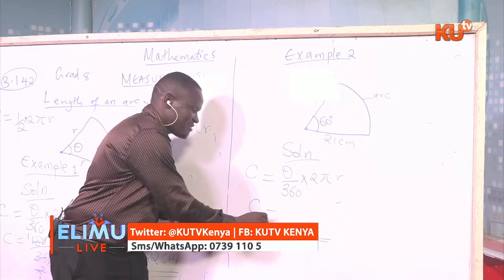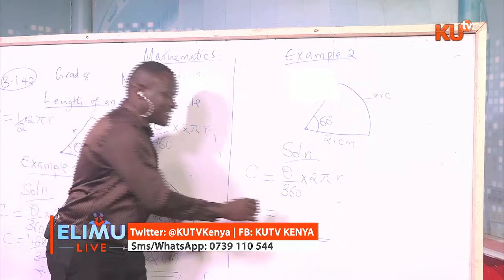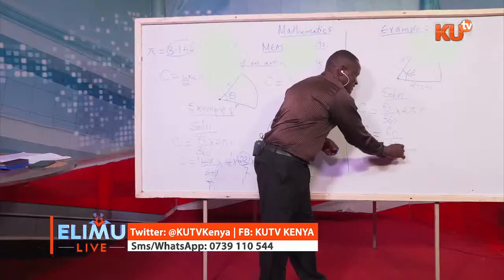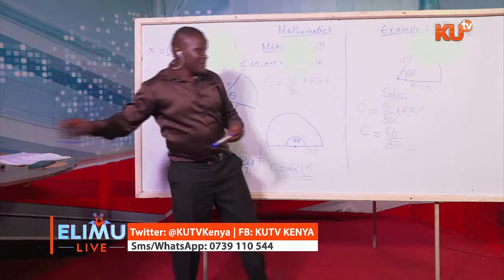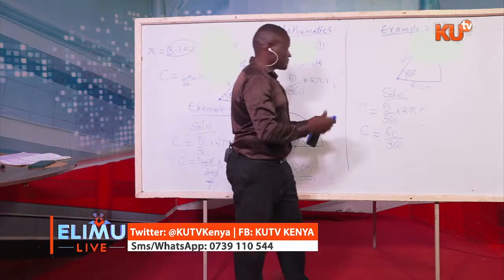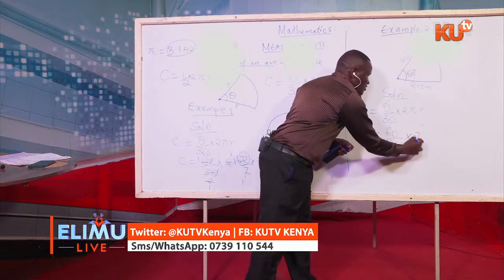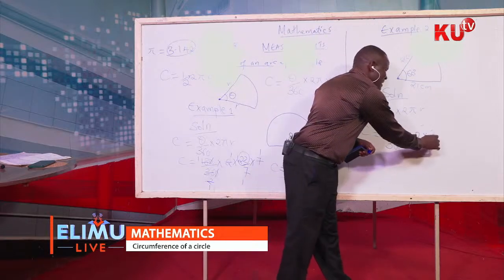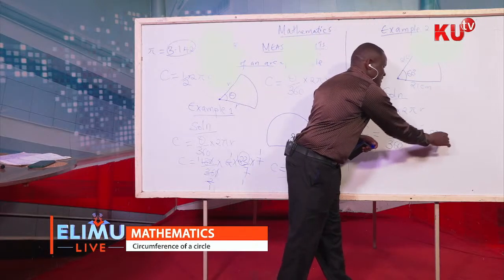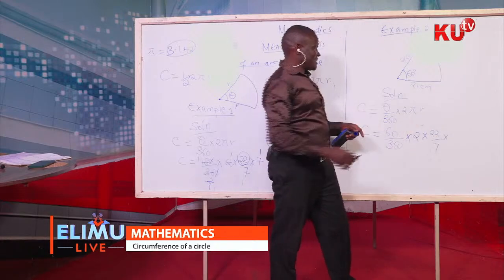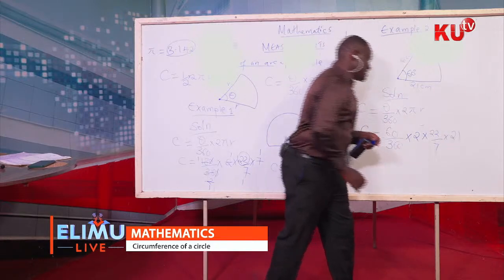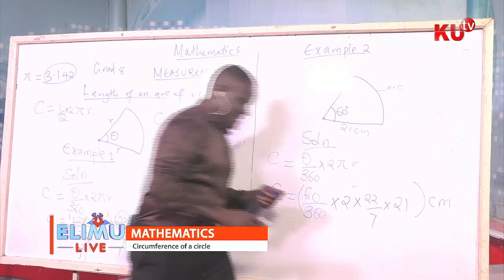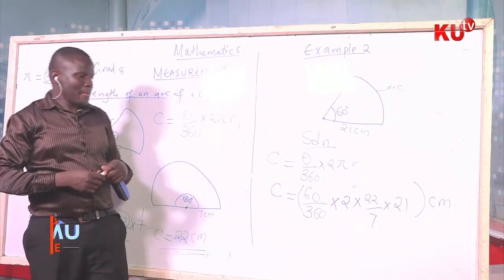So we continue. The circumference therefore will be equals to theta, which is 60 over 360 times 2 times pi, and our pi is 22/7, then times radius. Our radius is 21. Everything should be in centimeters.